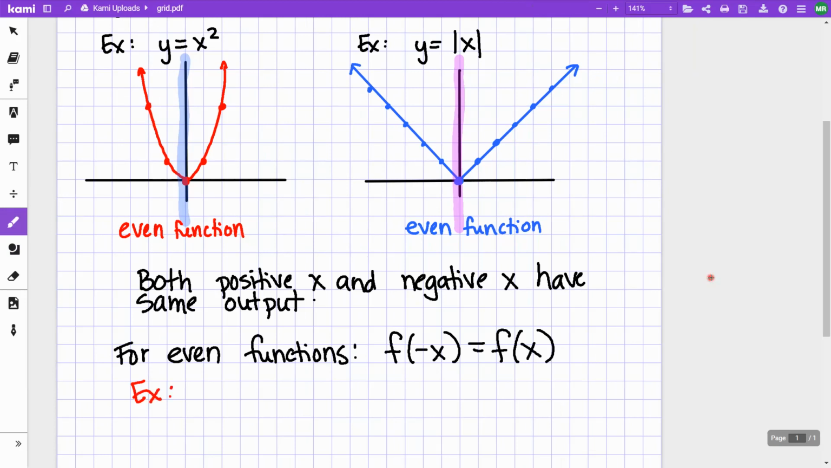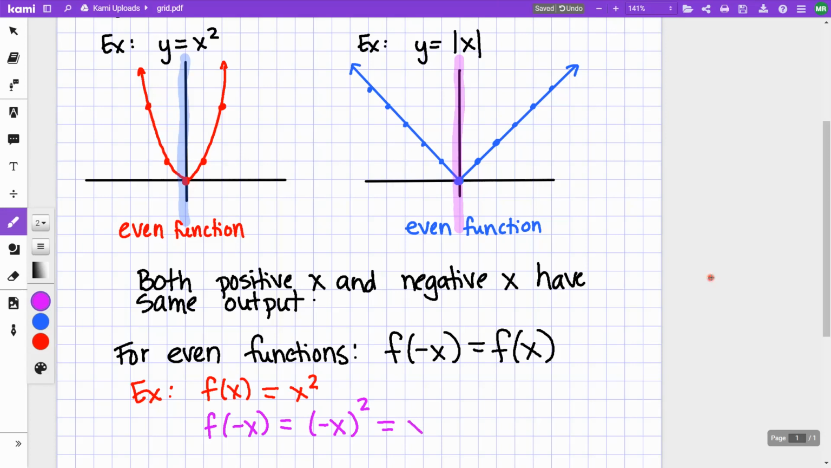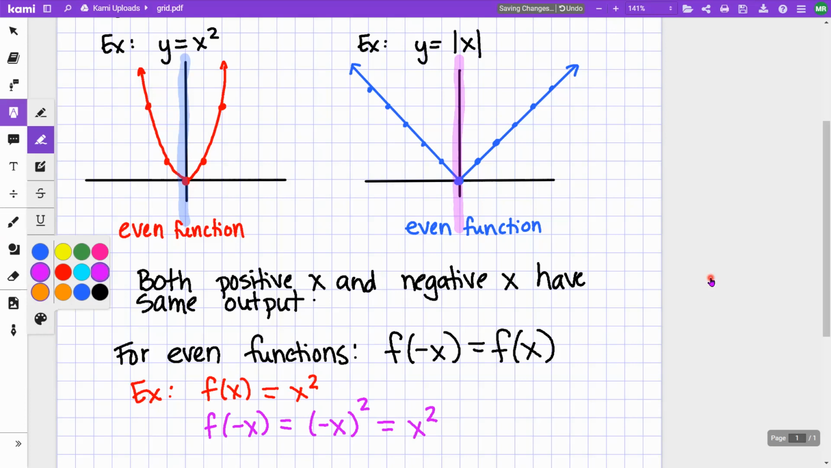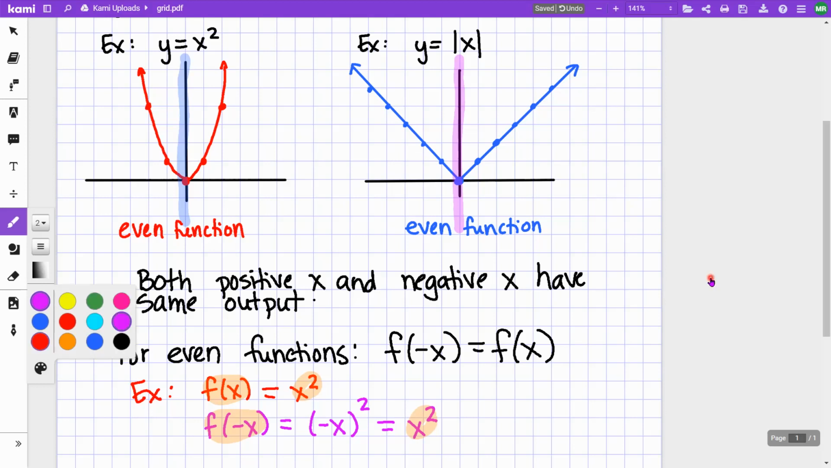So for example, if I was to take f of x equals x squared, that is what f of x is. Now let me just do it in purple here. I'm going to do f of negative x, and I'm going to put a negative x in for x, and then I'm going to square it. Well, when I do that, a negative squared is still going to be a positive. So what you'll notice is when I had my positive f of x, I got x squared. When I had f of a negative x, I also got x squared. That means that it's an even function. We got the same result.